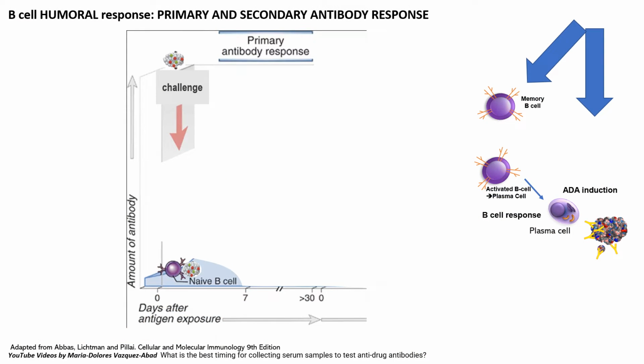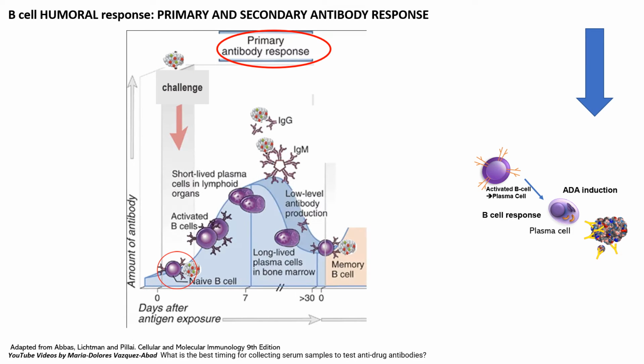Let's review the primary antibody response. And for now, let's forget the memory B cells. So when the drug is first administered and is first perceived as a danger signal by the naive B cell, this naive B cell will activate, and these activated B cells will differentiate into plasma cells. These are the short-lived plasma cells that will produce the first amount of antibodies.